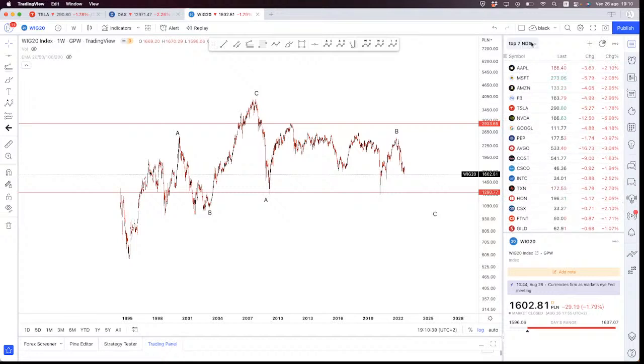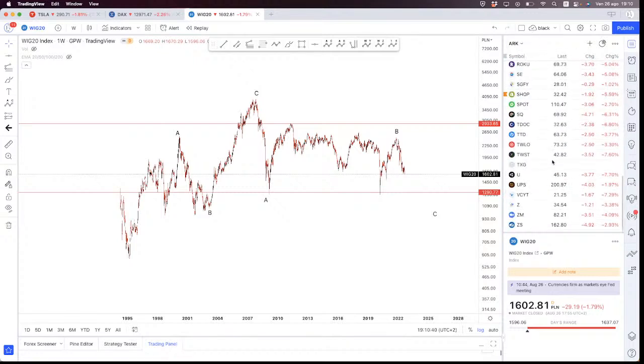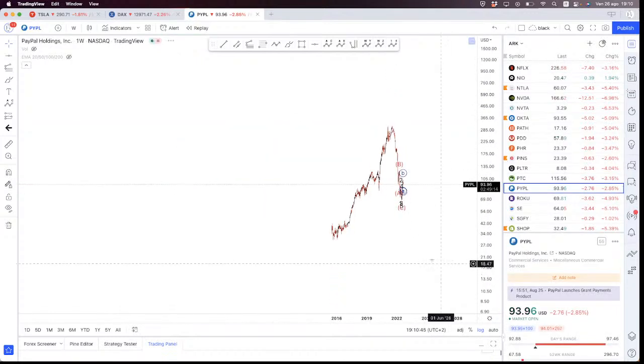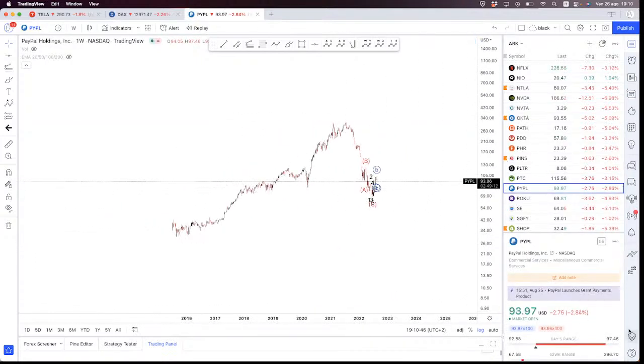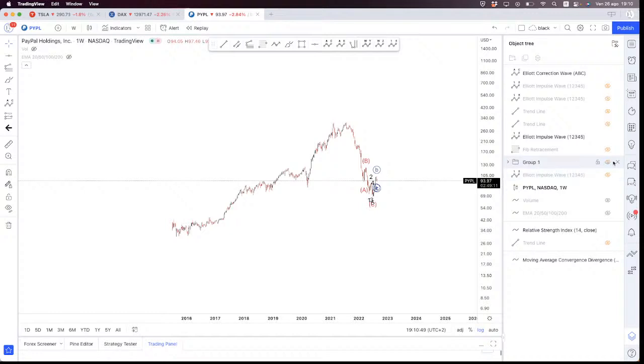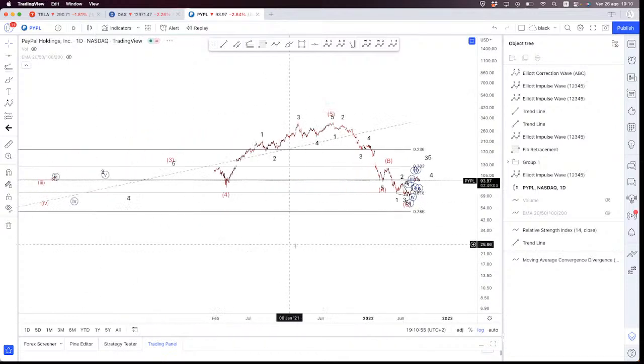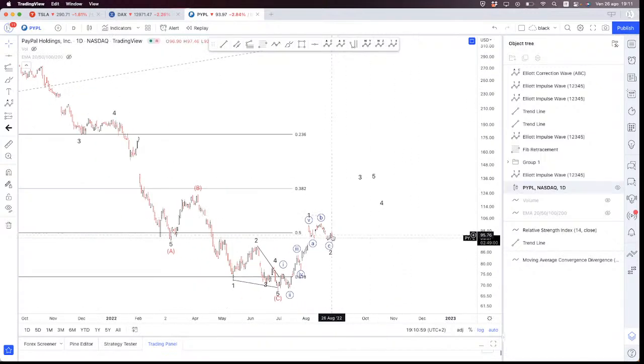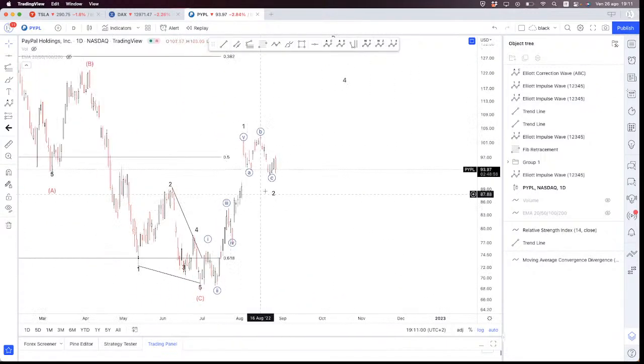So PayPal, it's here. There we are. I'm confused. Why is the account not showing up? Weird. Anyways, I'm tracking down this possibility of a 5 waves up, 1, 2, 3, 4, 5, A, B, C.